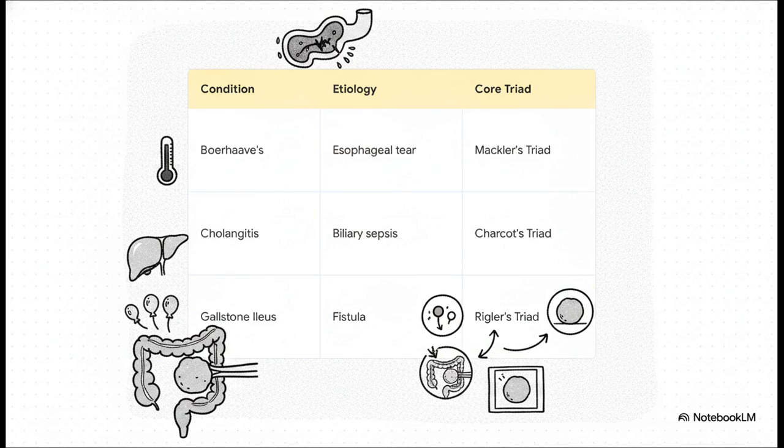You really want to lock down your core diagnostic triads for these emergencies. For Behr-Hof's syndrome, you're looking at Mackler's triad. For acute cholangitis, it's Charcot's triad. But for a gallstone ileus, the hallmark is Rigler's triad: a small bowel obstruction, pneumobilia, and an ectopic radiopaque stone.